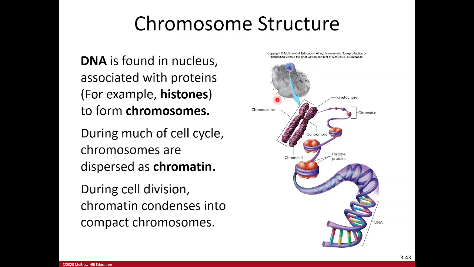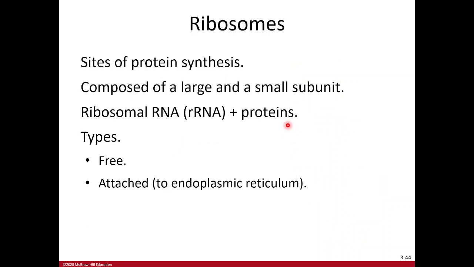And during cell division, this chromatin will be condensed to form these chromosomes. The ribosomes will be the protein factory of the cells, and it is composed of a large and a small subunit. The ribosomes is what we call the ADS in animal cells, the ones that make these proteins. And we have ribosomal RNA, abbreviated as rRNA, and this is going to be important to make the proteins.